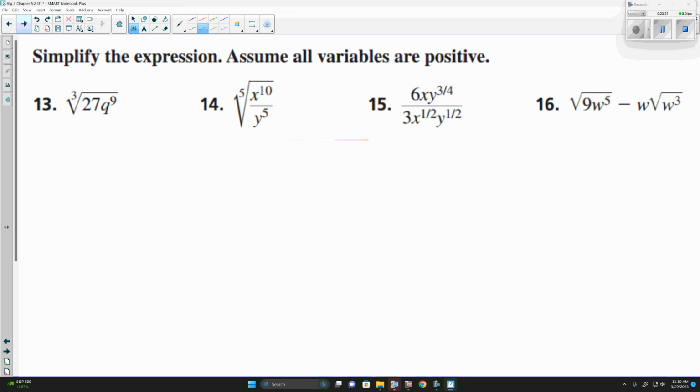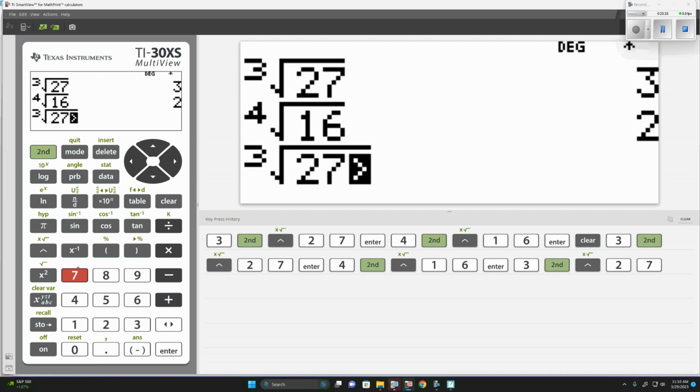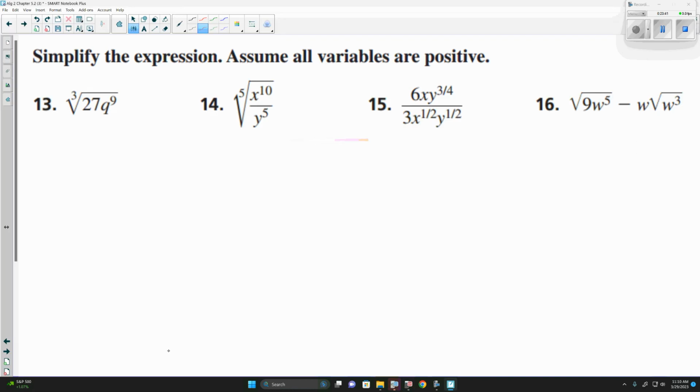we're going to go back over these here because this is essentially some of the stuff we went over. The first one, the cubed root of 27 q to the 9th. We can look at the cubed root of 27 in the calculator, which is 3. Because if we can plug it in and it gives us a nice number, that's the answer. If it doesn't, that means we have to do the factor tree. We have to look at other methods of simplifying it down.